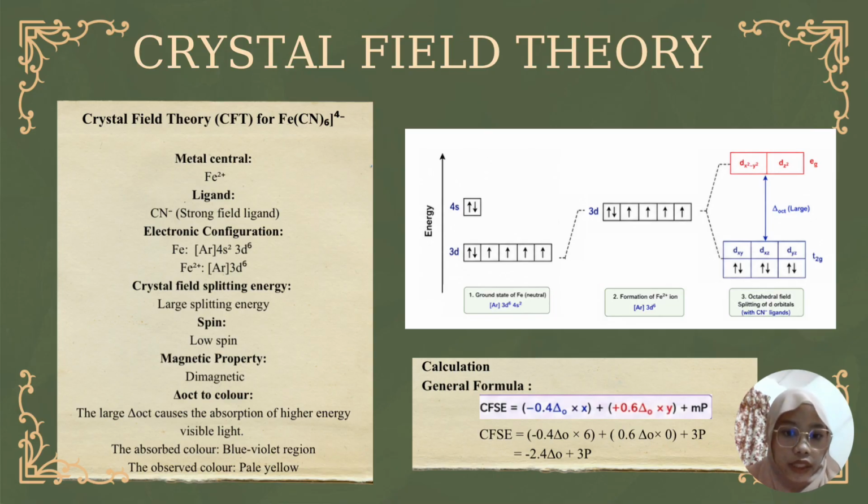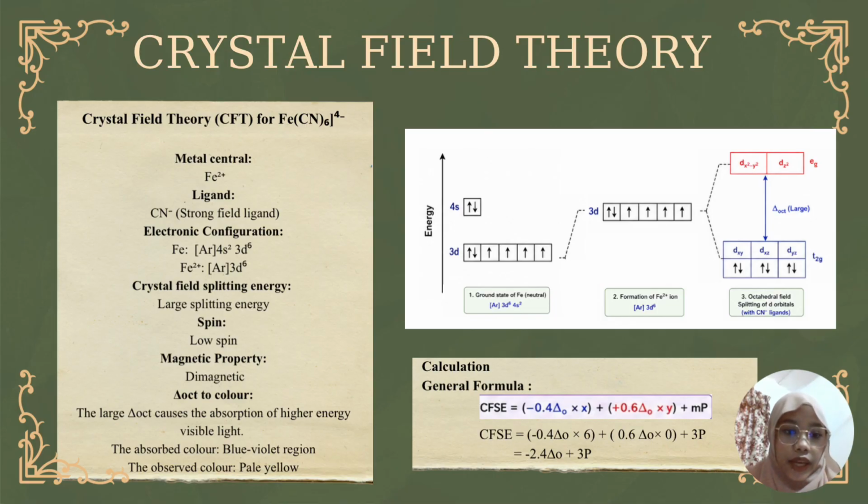From this, we can see the ground state of neutral iron has a low energy, while when we remove the 2 electrons in 4s, we can see the 3d orbitals have a bit higher energy. After splitting, we can see the electrons fill up the t2g, while eg has no electrons due to the strong field ligand, and it becomes a large splitting energy. And also, we can see it is low spin, and the magnetic property is diamagnetic.